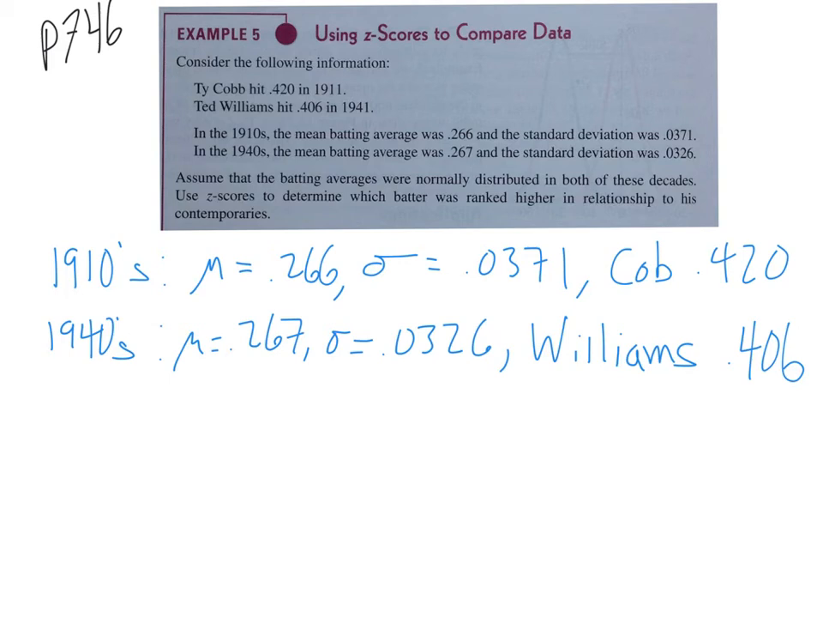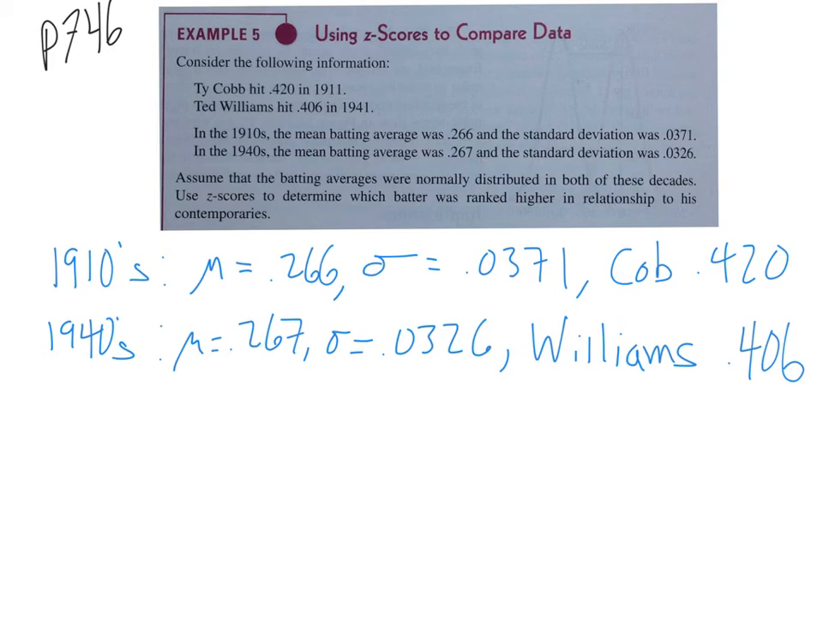the 1940s. The big picture here is that they're going to ask us to compare these two batters, and since they batted at different times, I'm sure that baseball was a lot different in the 1910s than it was in the 1940s, much like it's a lot different nowadays too. When you go to compare people from different eras like this, you want to compare them with respect to their own peers. So how good was Ty Cobb for all of the batters during the 1910s, and how good was Ted Williams for all the batters during the 1940s?